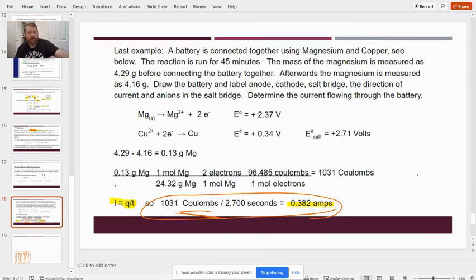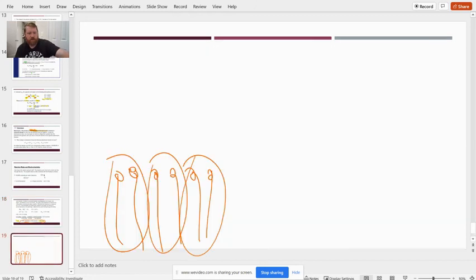Now the copper was 0.34. So you have this 0.34, 0.34, 0.34, 0.34. So it's like the electrons are dropping and then they're dropping more. So we have this combined voltage.